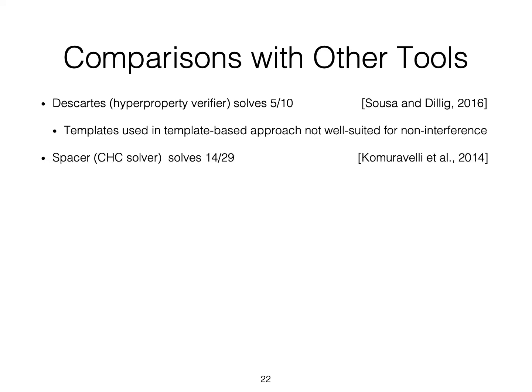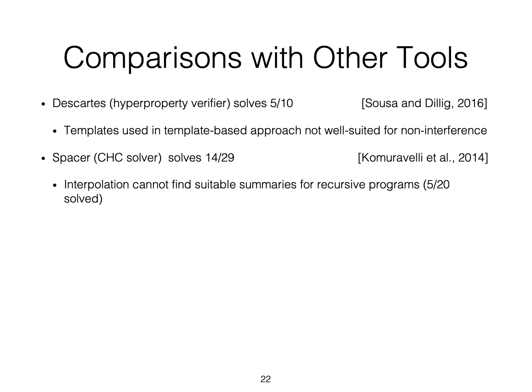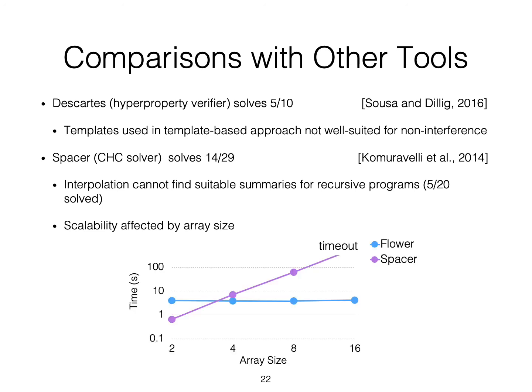We also compared against Spacer, which is a CHC solver, and Spacer was able to solve 14 of our 29 benchmarks. We found that Spacer's interpolation was often unable to find suitable summaries in the case of programs that have recursion, and Spacer was only able to solve 5 of the 20 benchmarks containing recursion. We also found that Spacer's performance on some of the examples was affected by the size of the array in the example, and here we can see that behavior in this plot.